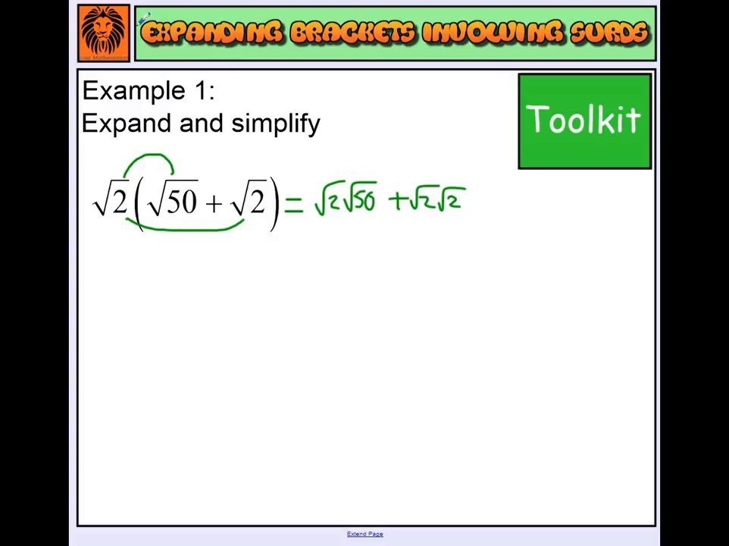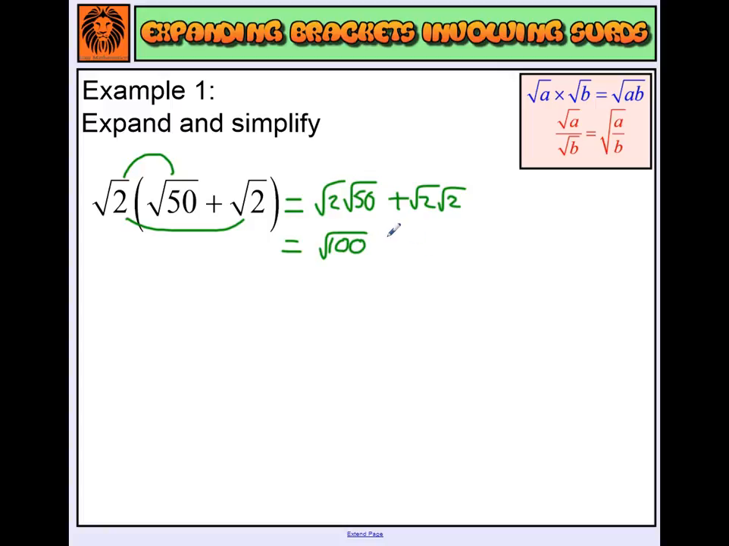Now, to simplify this, if we go back to the previous examples where we had root a times root b equals root of ab, we can now use this to be able to try and simplify these. So we can say that root 2 times root 50 is root 100, and that root 2 times root 2 is root 4. We know that root 100 is 10, and root 4 is 2. So this gives us 12. So evaluating root 2, brackets root 50 plus root 2, close bracket, gives us 12.